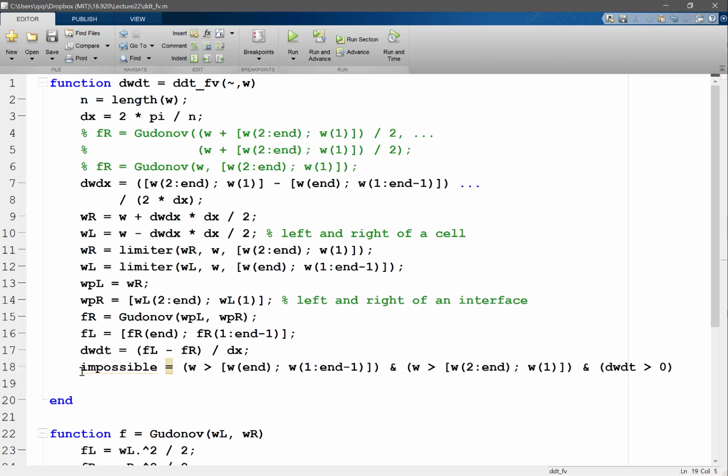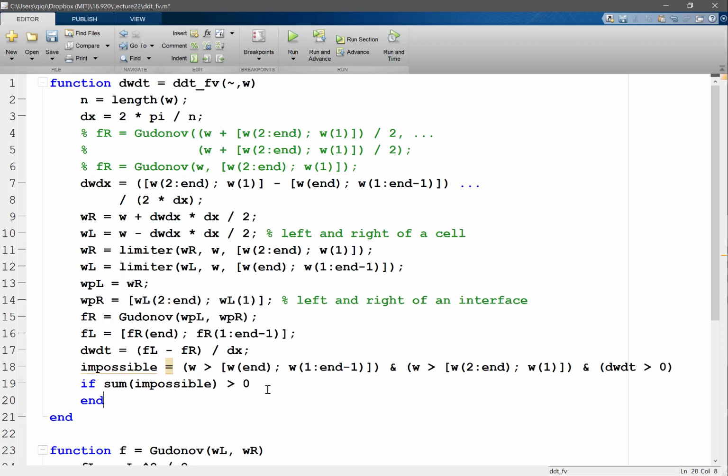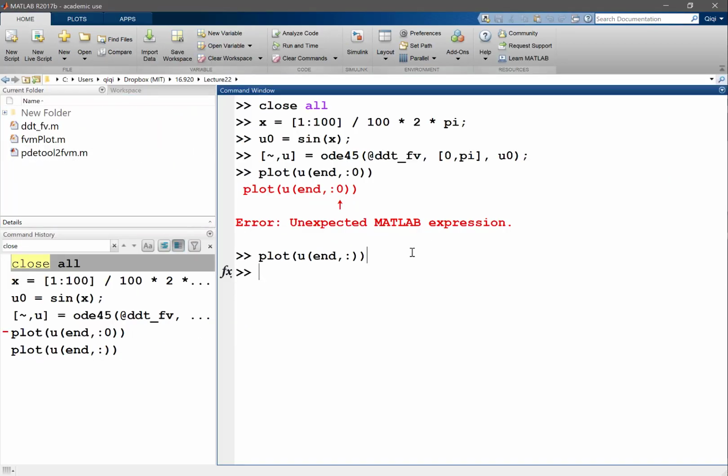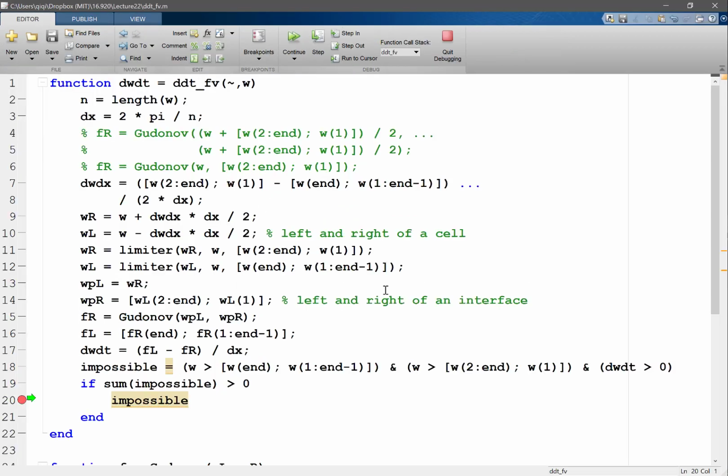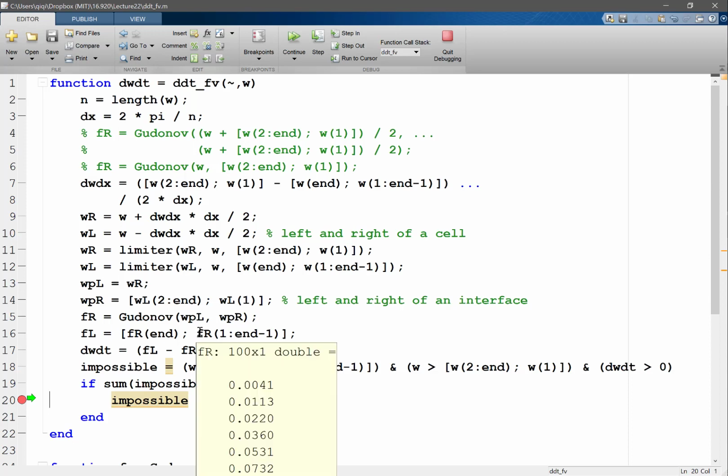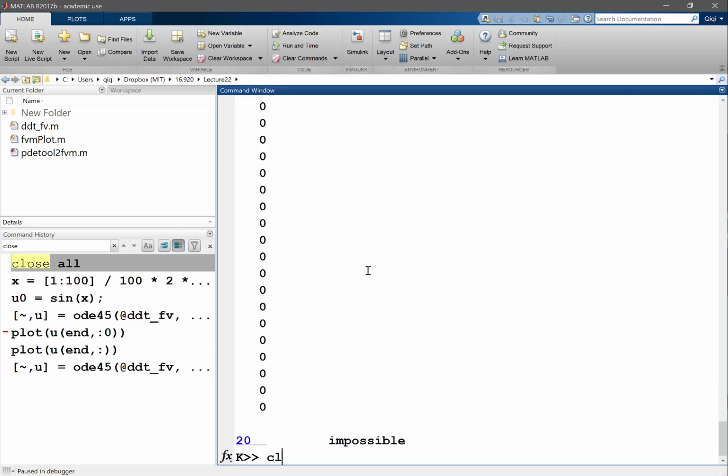Okay, so then I'm going to put a breakpoint over here saying that if sum of impossible is greater than 0, I'm going to break. So I'm going to print impossible and put a breakpoint over here. So here, now let me call this again, call the ODE45 again, and here I catch a situation that's not supposed to happen, right? Okay, so let's actually look over here to see what the solution is like.